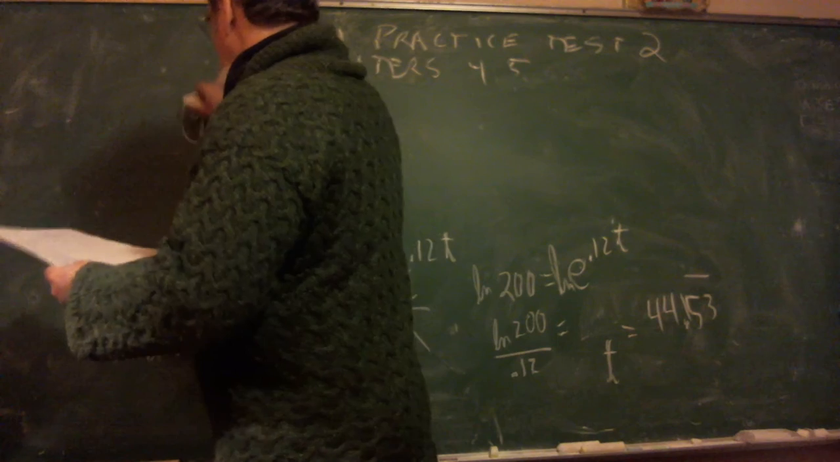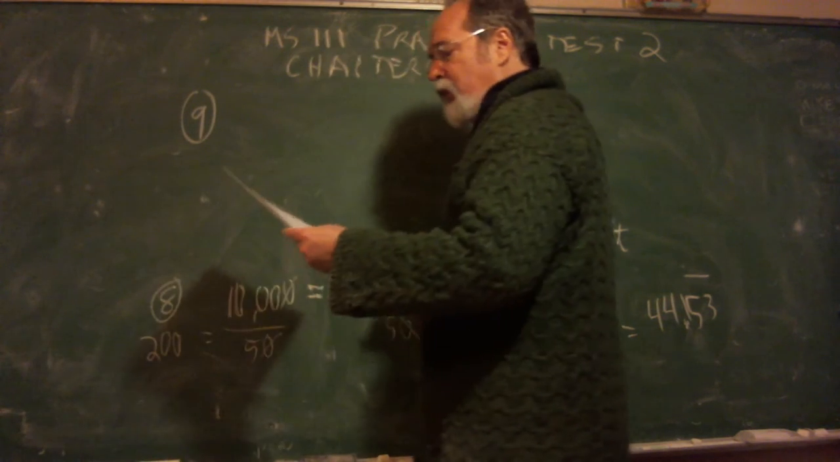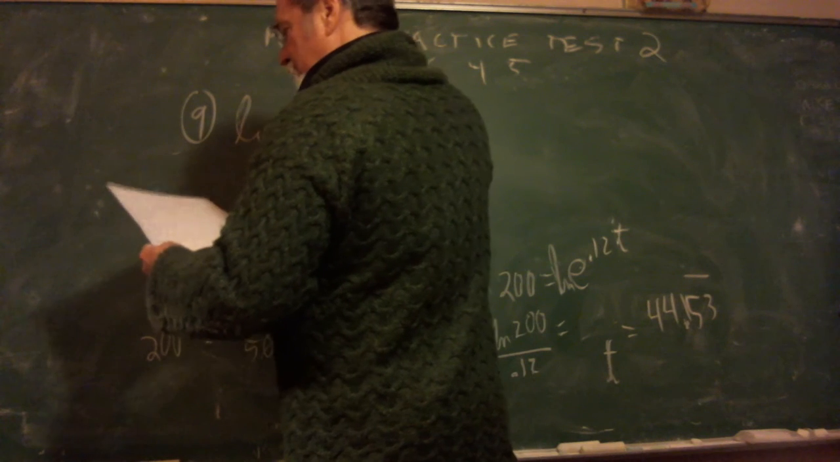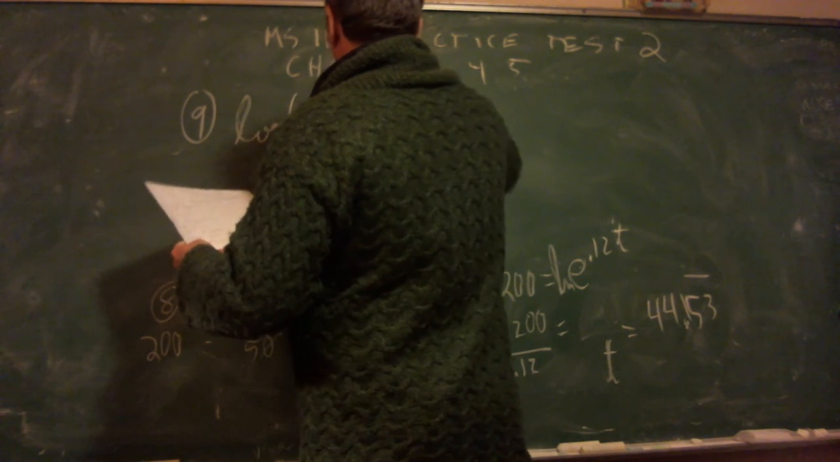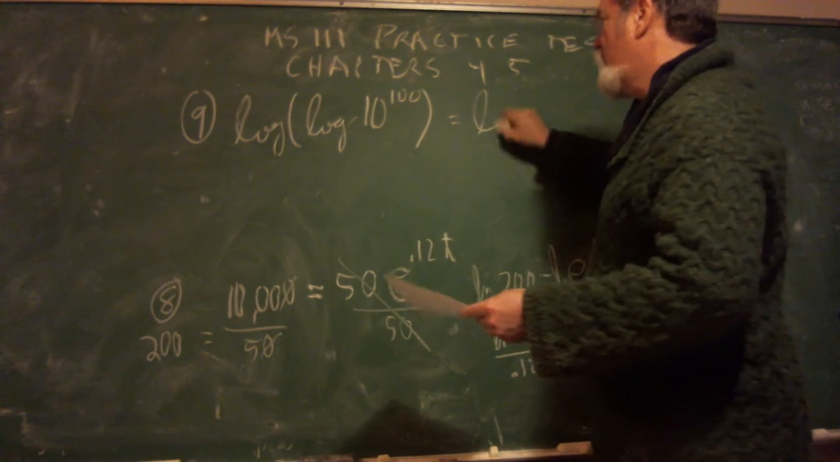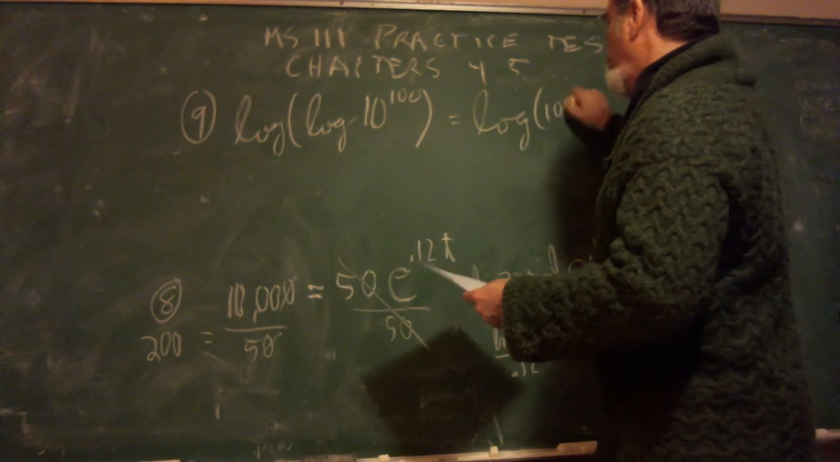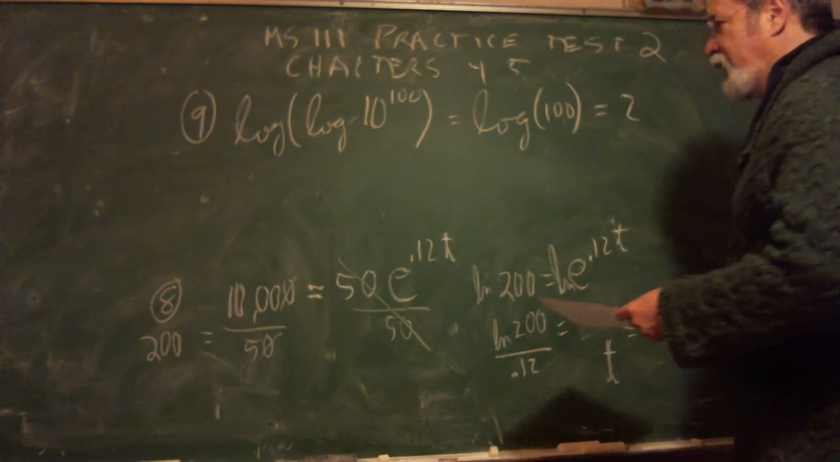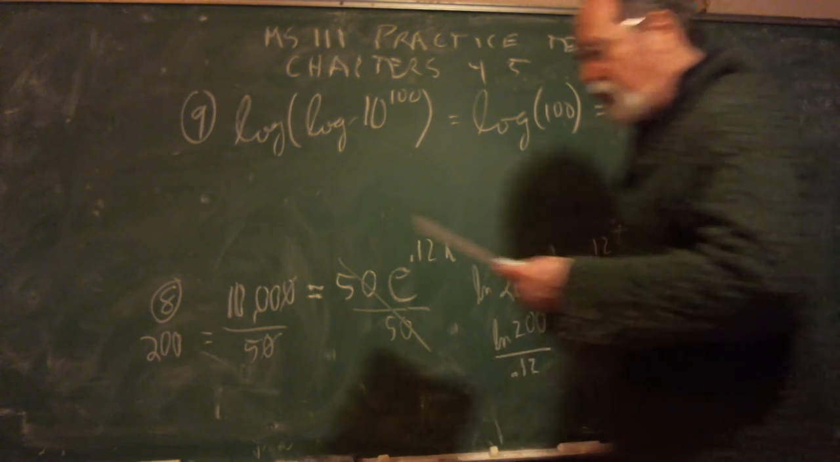Problem 9. We have to do the log of the log of 10 to the 100. The log of 10 to the 100 is just 100. So now I have to do the log of 100. The log of 100 is 2, because the power I would put on 10 to get 100 is 2.